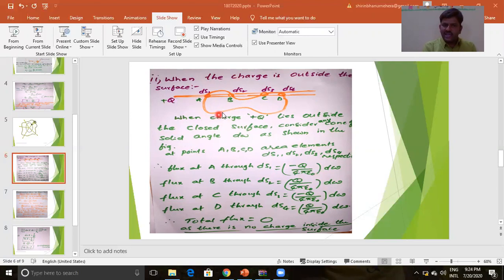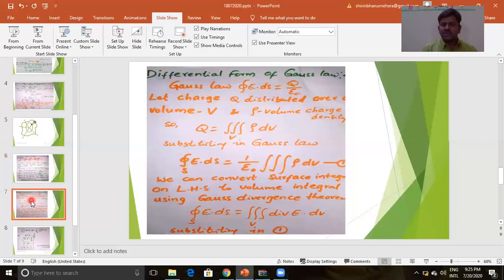Like that, if you consider a point outside the closed surface, these two get cancelled away, and these two again get cancelled away. Total flux is equal to 0, because there is no charge. On the right hand side of Gauss law, we substitute no charge, so 0 by epsilon naught. So it is 0. That means it is also giving an explanation to Gauss law. This is Gauss law. Okay, now we will see the differential form of Gauss law.